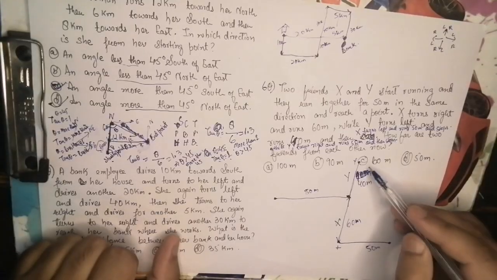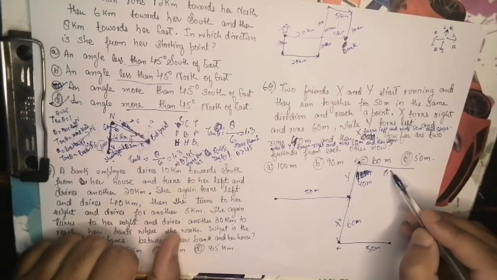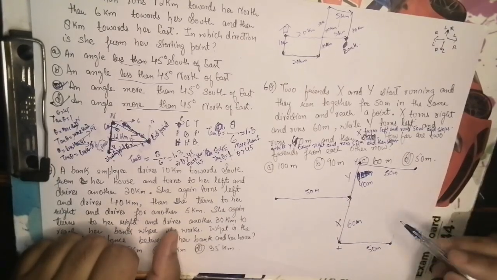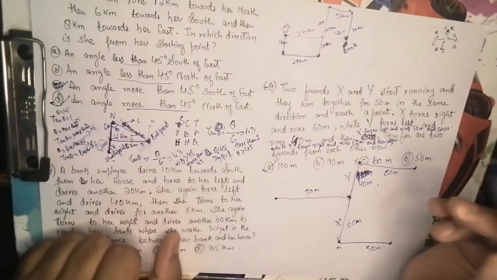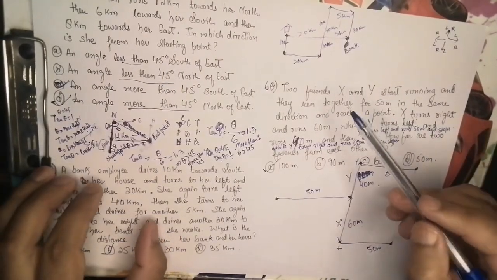Now Y turns right. What's right here? Right is here. So he also runs how much? 50 meters and then stops. What is this distance now? The distance is 60 plus 40, that's 100. It's easy. But the question was a little bit wrong. I rewrote it. I can again talk about this question.